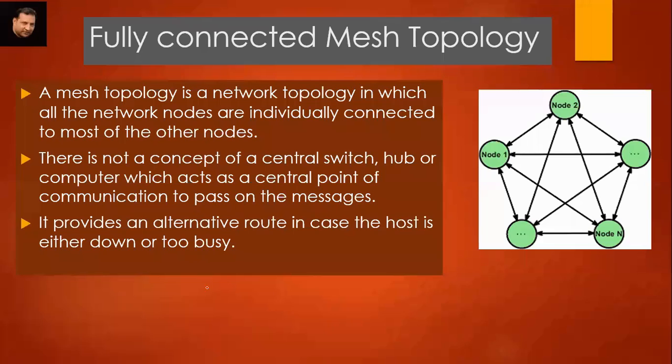So this is the last one, but not in your syllabus. It is related to mesh topology, that is why I have included it. Fully connected mesh topology. A mesh topology is a network topology in which all the network nodes are individually connected to most of the other nodes. I think this has been repeated here. I need to make some changes in this. Fully connected mesh topology says if each and every node is being connected with each and every other node, that mesh topology becomes fully connected mesh topology.